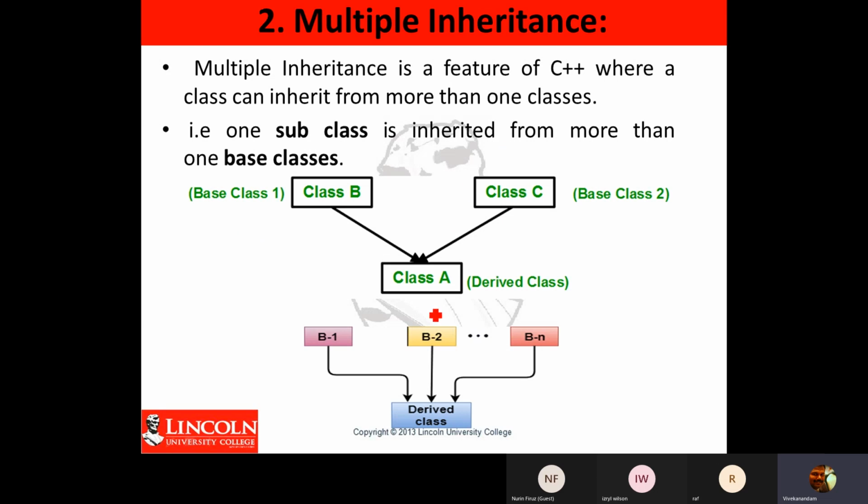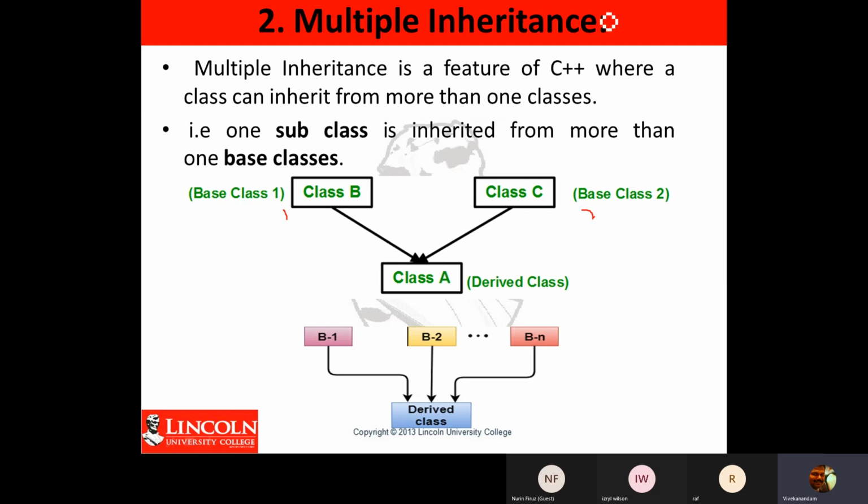Previously we saw only one base class and one derived class. Here we have to use two base classes. Multiple means two or more base classes: base class 1, base class 2, base class 3 or more. Then all the classes will be inherited, and we can inherit the data into the derived class.